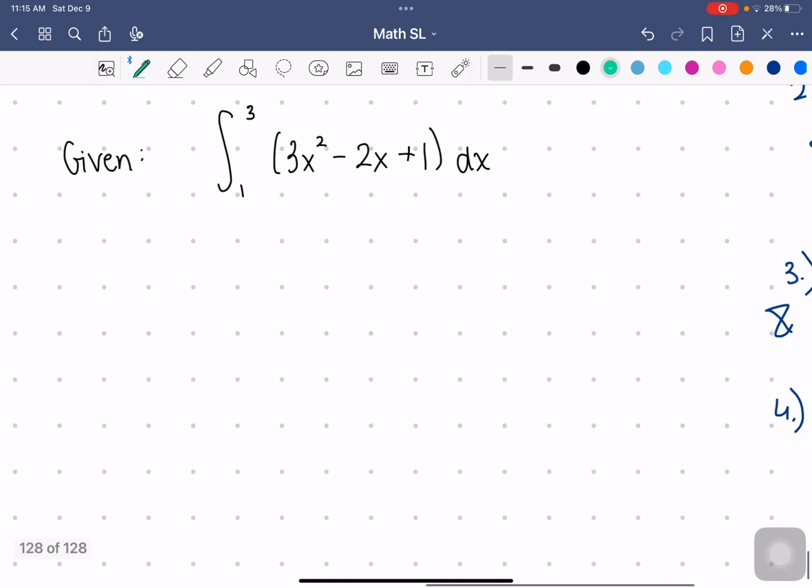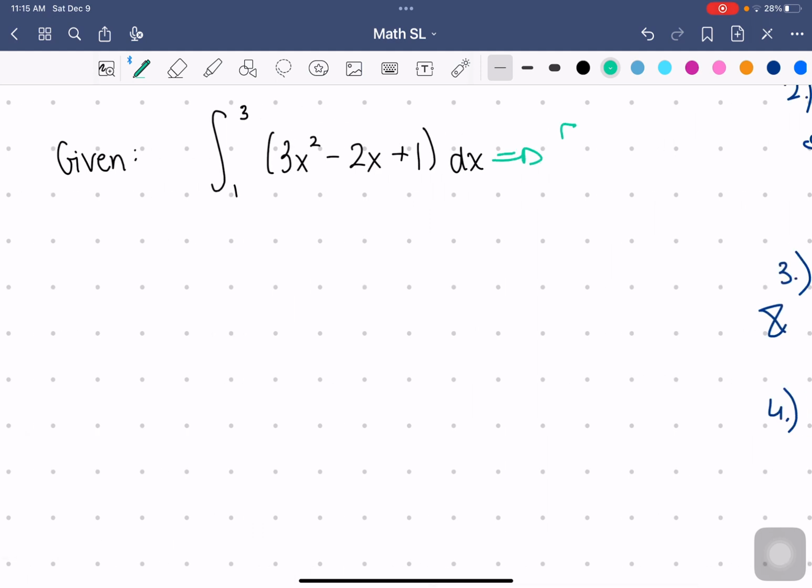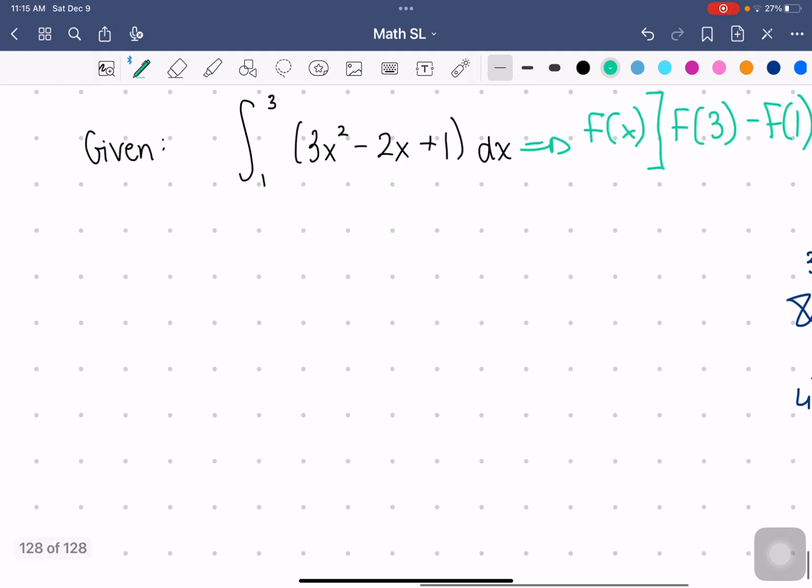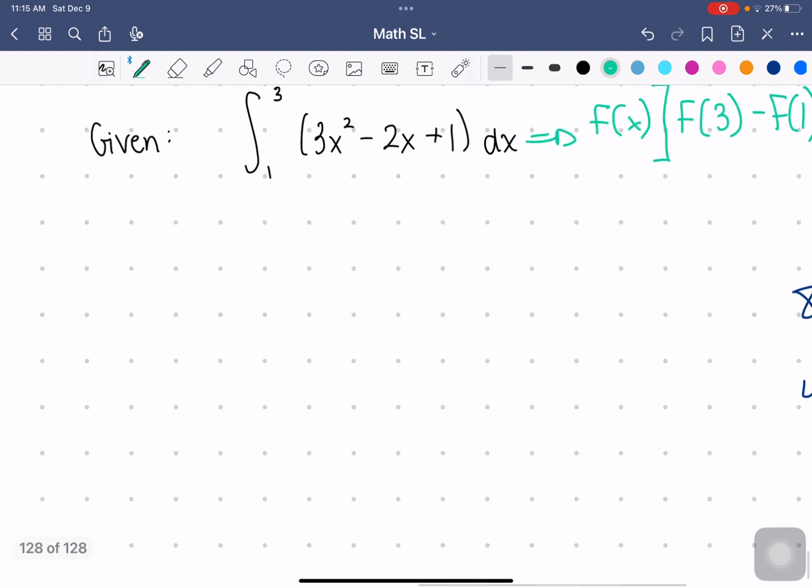Let's just say we're going to get a certain F of x. And then we're going to need to do F of 3 minus F of 1, because we're doing upper minus lower, upper minus lower. Okay, so we're going to integrate this first.